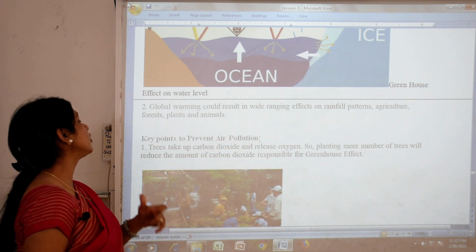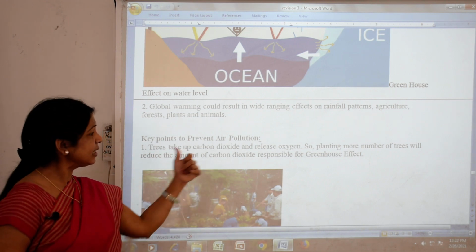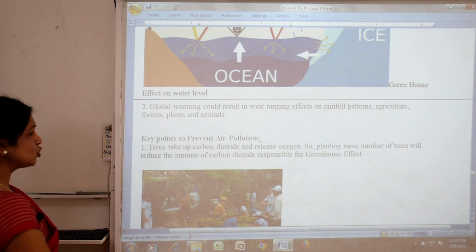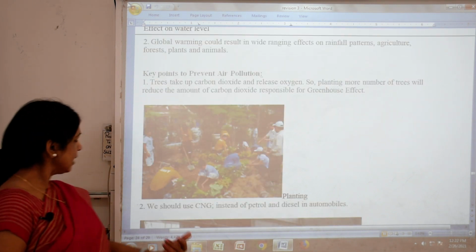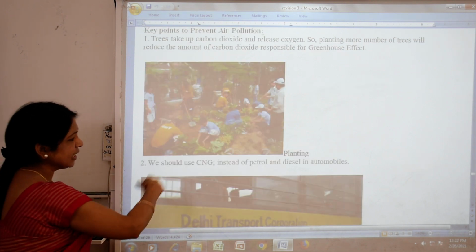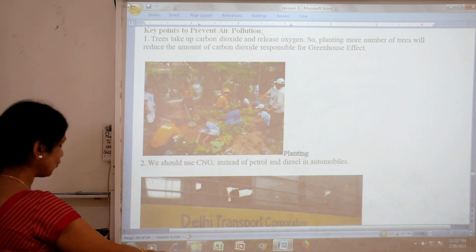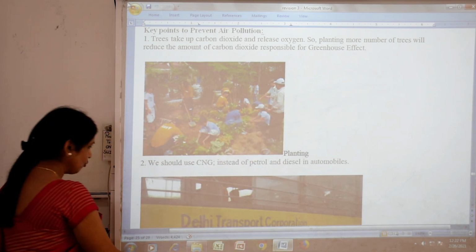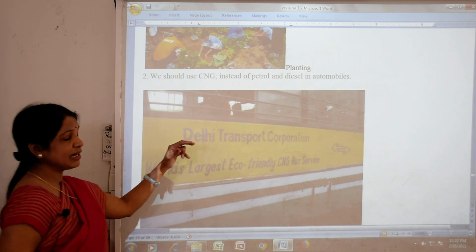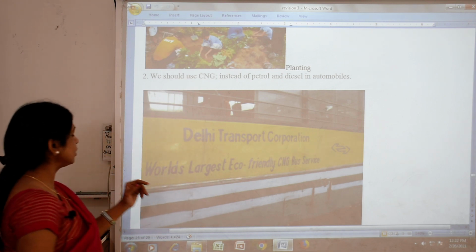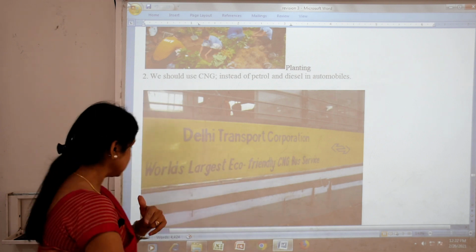Now the key points to prevent air pollution. Trees take up carbon dioxide and release oxygen, so planting more trees will reduce the amount of carbon dioxide. We should use CNG instead of petrol and diesel in automobiles. We should also plant more trees, and here we talk about the daily transportation system. They have also adopted the world's largest eco-friendly CNG bus services.